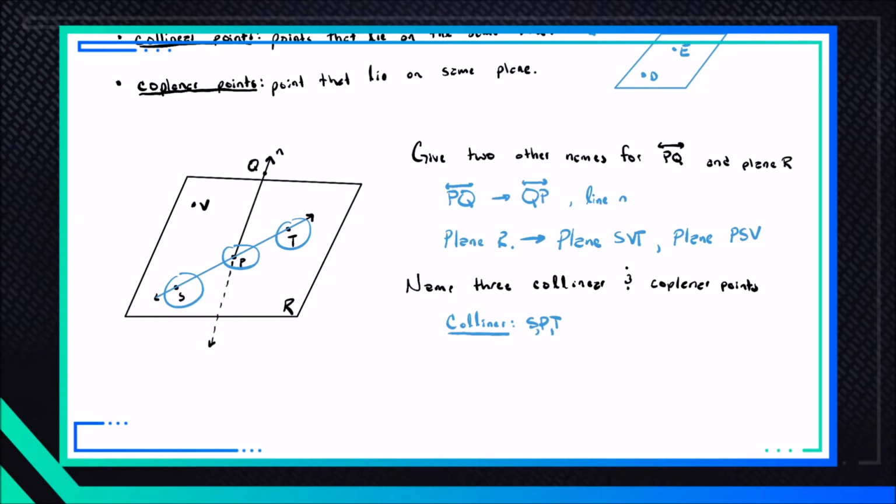Our coplanar points, which we're going to do in yellow, we've technically already done one of those in naming our plane, because to name our plane with points, we have to have 3 coplanar points. They all have to lie on the same plane. So let's use S, P, and V. So P, S, and V are all coplanar.